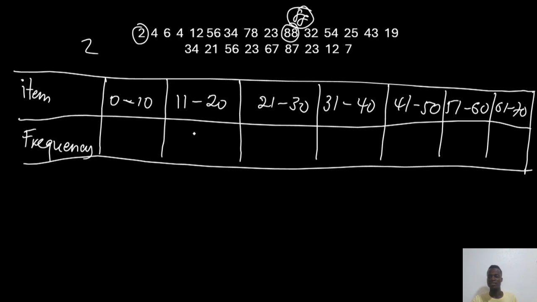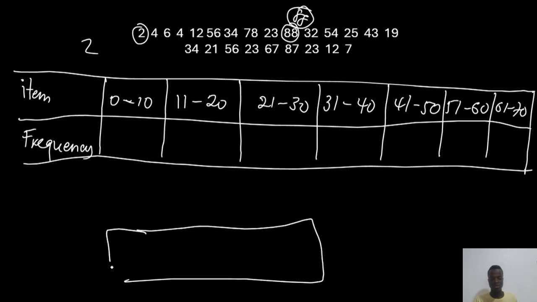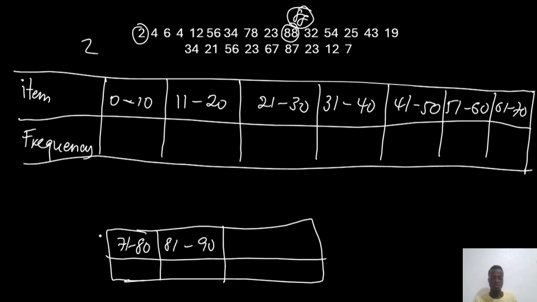We are going to fill it. I know 88 is there. If you are doing it, you go and fill it. Let me just do it at the bottom here. Let me just continue the table. Let's assume the table is continuing from here. So I have 71 to 80, and then 81 to 90. Yes, I guess I can stop here.